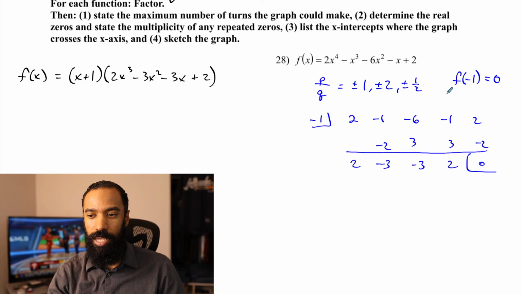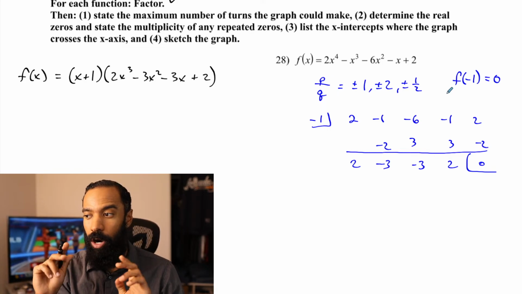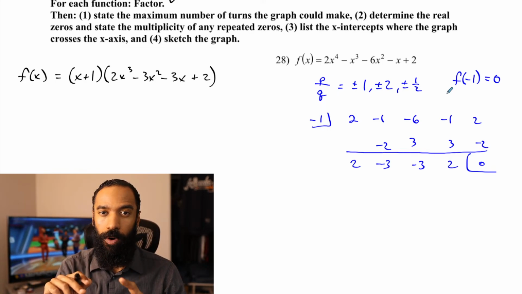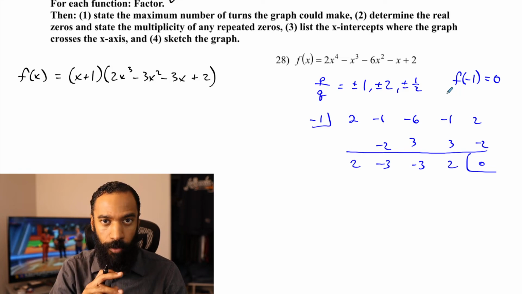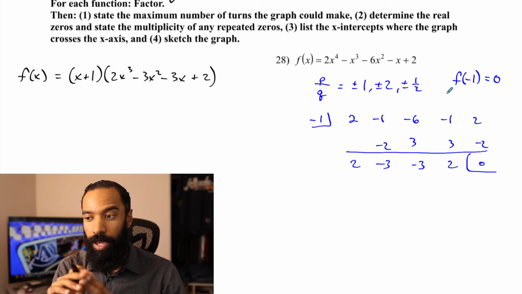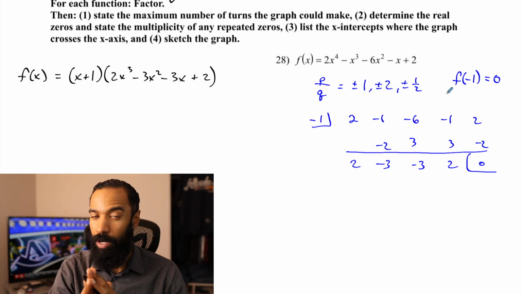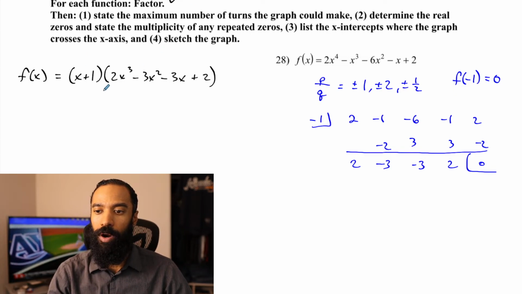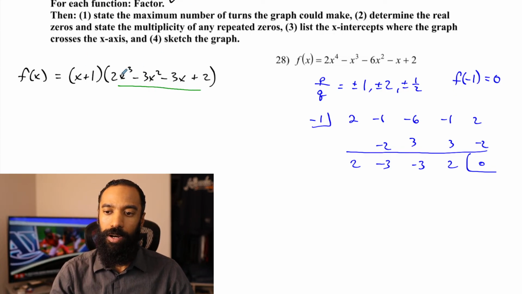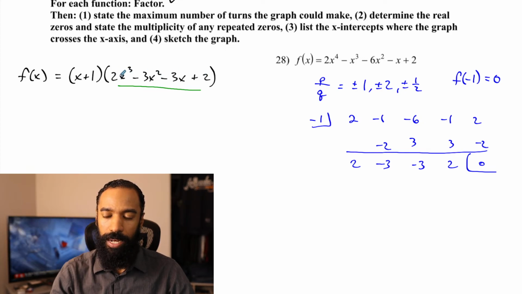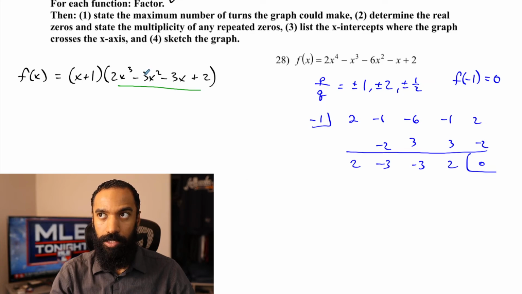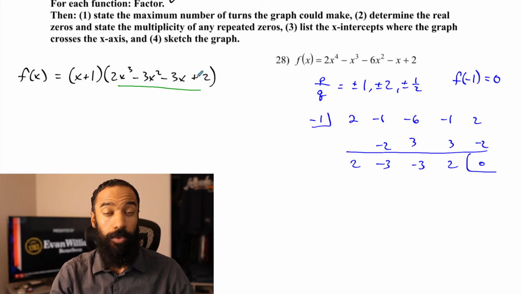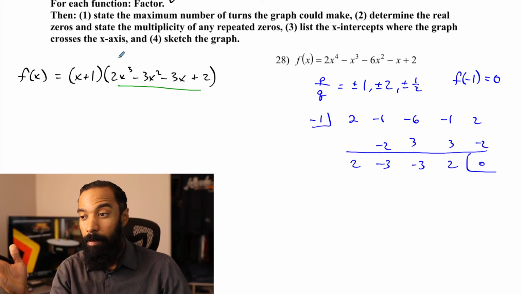We can use these same zeros. Keep in mind, we already tested 1. 1 did not work, so 1 will not work this time. Negative 1 did work. Negative 1 could work again. It is worth testing. Where am I testing? Right here. I want to see what f of negative 1 is. We can plug in negative 1: negative 2 minus 3 is negative 5, plus 3 is negative 2, plus 2 is 0. Negative 1 worked again.